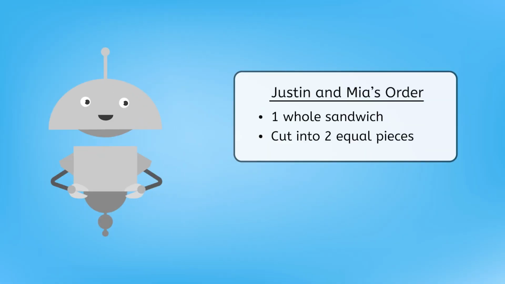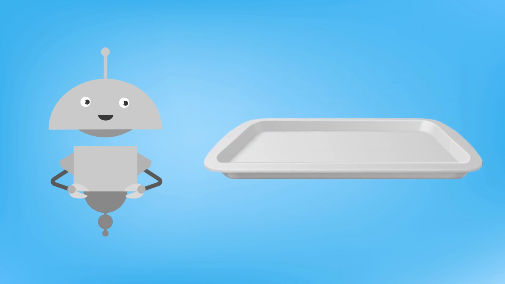We asked to have our sandwich cut into 2 equal pieces. So while Sam finishes making our sandwich, let's use fractions to keep track of our order. We don't have any pieces yet. How can we show that as a fraction? We have 0 of the 2 pieces, or 0 halves.